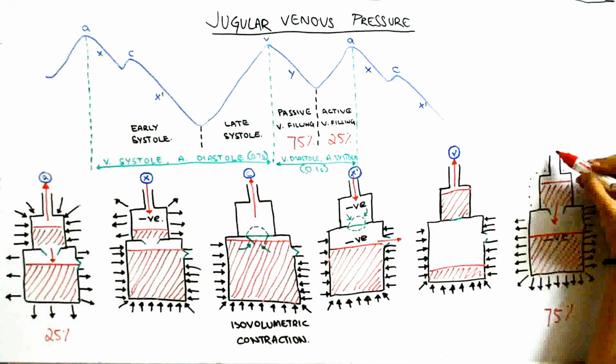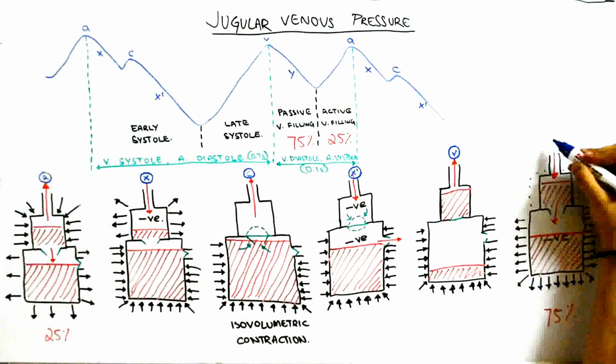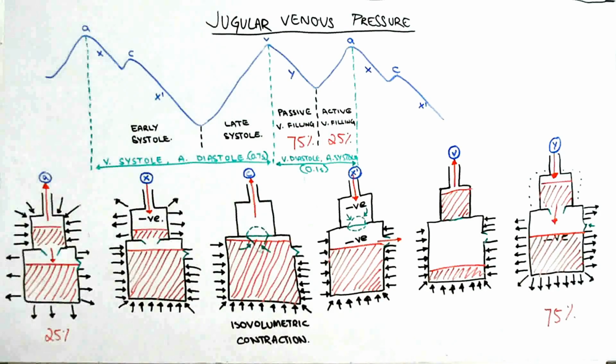Now, when the blood from the right atrium goes into the right ventricle, it obviously results in the fall of blood within the IJV as well. This results in the negative wave following the V wave, known as the Y descent.